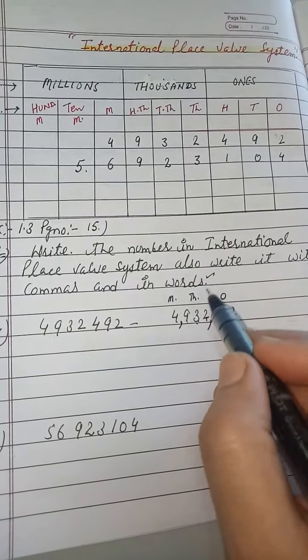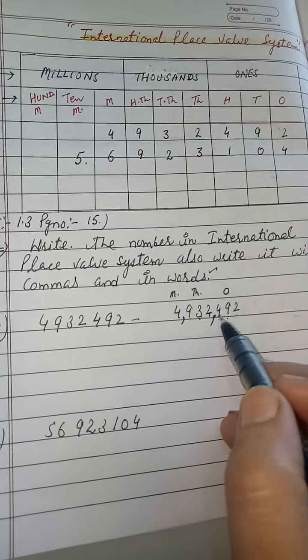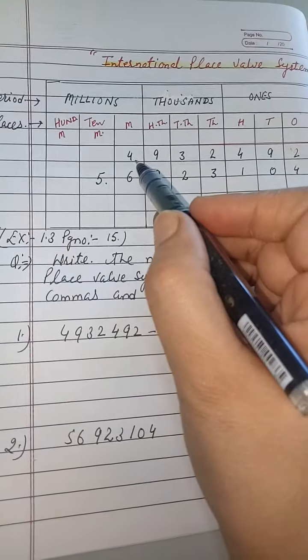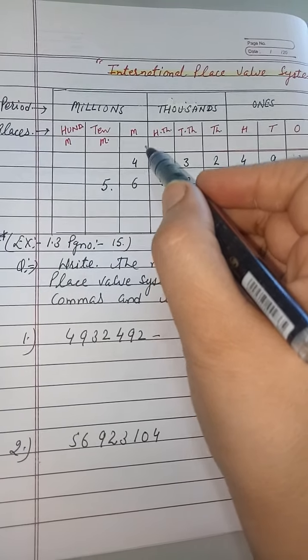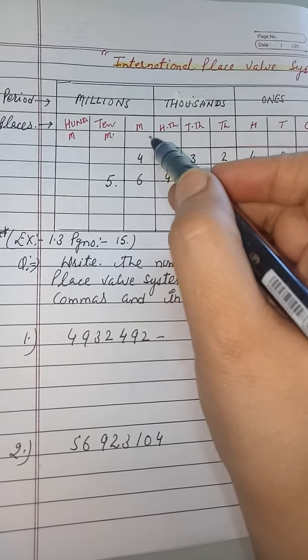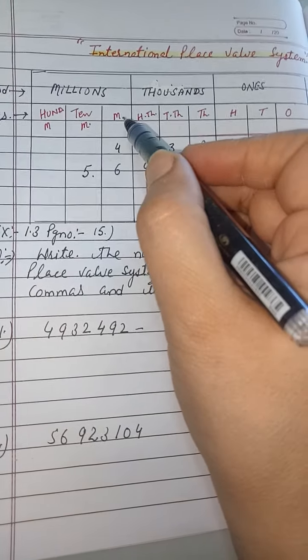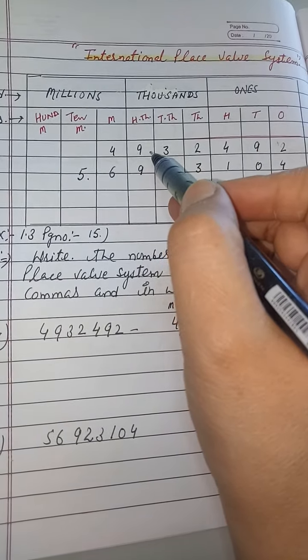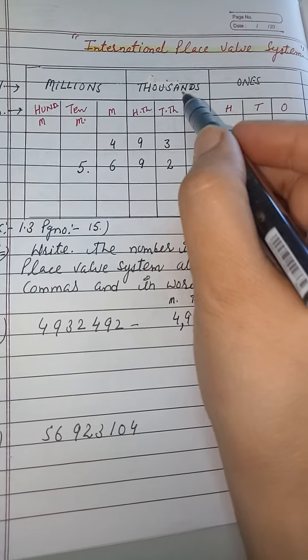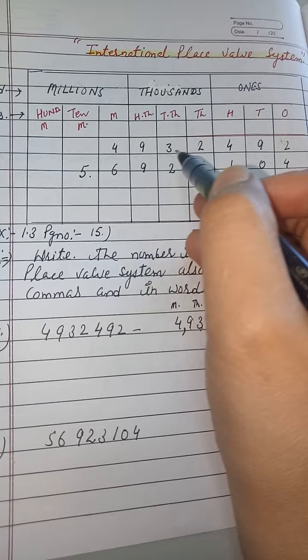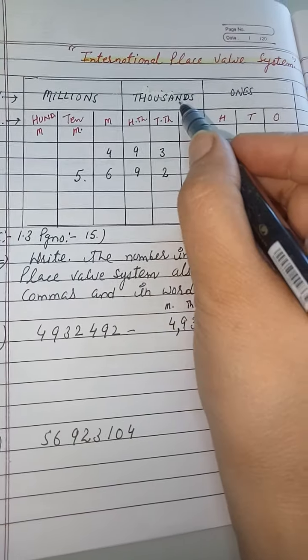Now you have to write in words. So how can we write in words? You can check from here. 4 million, because the place of 4 is in million. 4 million, 932 thousands, 492.